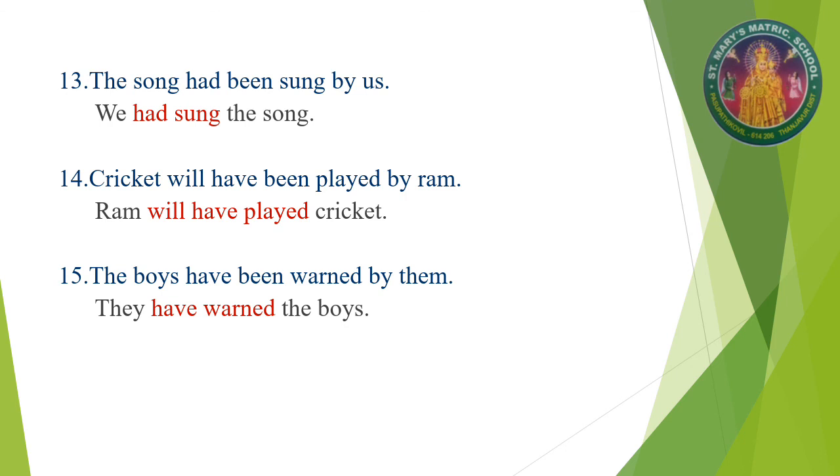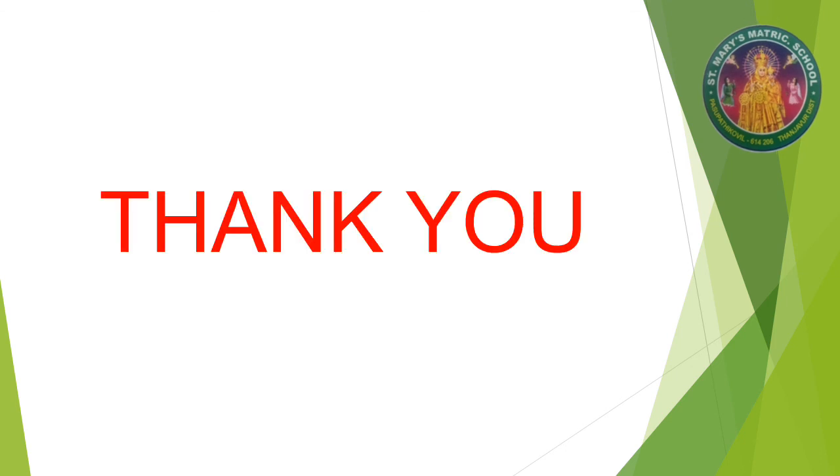Now 15th sentence. The boys have been born by the same thing as it is. You have to bring down the object as a subject, which will be changed into they, and write have, which means present perfect tense. Only for the plural form you have to write have. Then remove only been here in active voice for the perfect tense and write the past participle form, and bring down the object as a subject here, the boys. Okay, thank you.